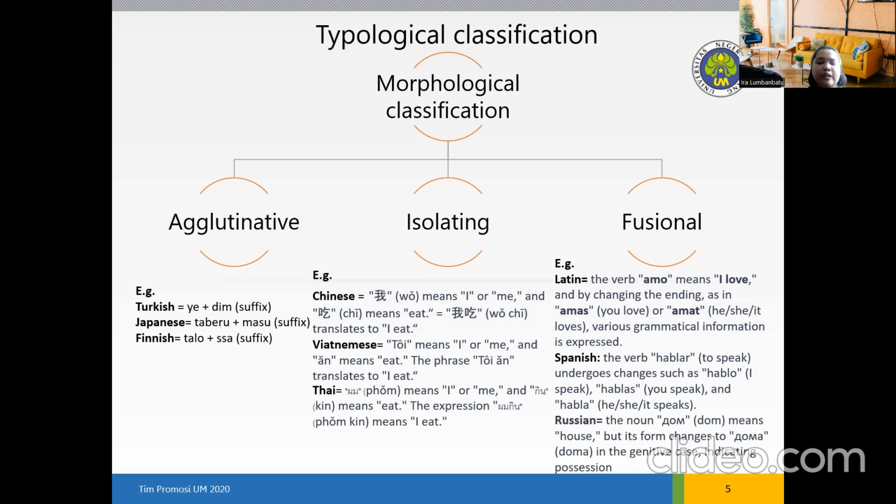And we also have another example in Spanish. The verb hablar, which means to speak, undergoes changes such as hablo, I speak, hablas, you speak, and habla, he or it speaks, where a single morpheme indicates both the subject and the tense. We also have an example in Russian. You can read the example by yourself on your screen.